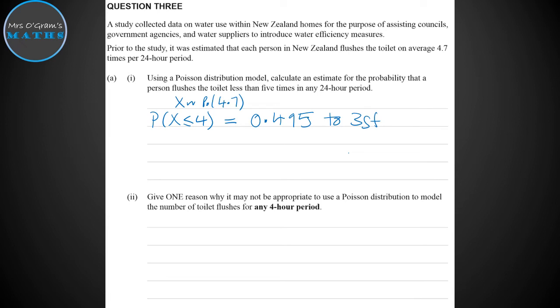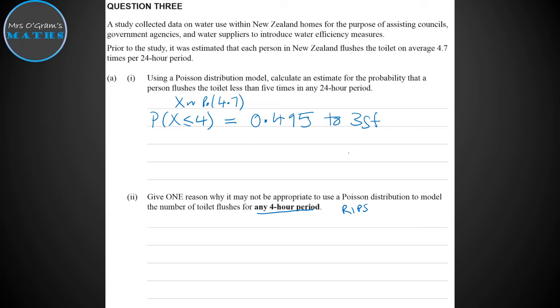Okay, part 2, give a reason why it might not be appropriate to use a Poisson distribution to shrink that down to a 4-hour period. Now remember your acronym for the conditions to meet a Poisson distribution is RIPS: randomly, independently, probability of success remains constant, and singly, can't double up.